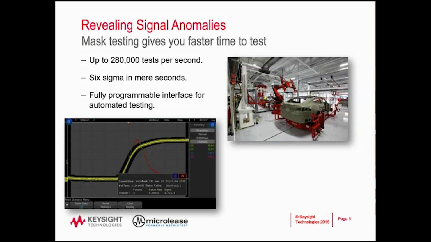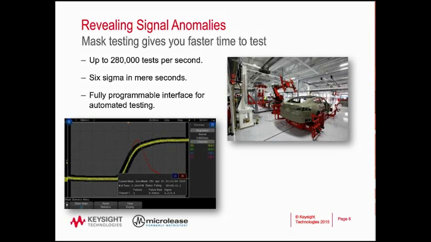Another tool we use to help visualize that we'll actually explore in a little more detail later on in the presentation is mask testing. Now, our InfiniVision X series, again with that hardware-based architecture, allows us to complete up to 280,000 mask tests per second. So if you run the numbers on that, you can actually do a pretty complete Six Sigma test in just a matter of seconds. Not only that, this entire interface is completely programmable, so it's great in automated testing environments.